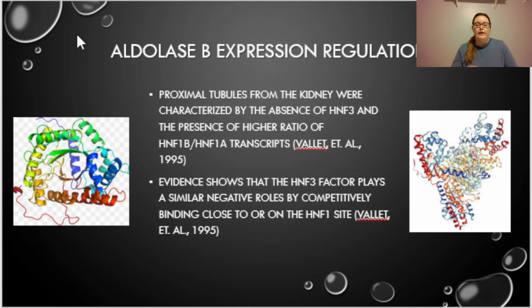HNF3 is very inactive. And there's evidence showing that the HNF3 factor plays a similar negative role, and it competitively binds close to or on the HNF1 site, which is exactly what our graph showed us as well. We combined HNF3 with HNF1, and it competitively inhibited it. And it went from very high catalytic activity to very, very low catalytic activity, which is what our graph showed us. So again, HNF3 is the inhibitor. It is very inactive in regards to catalytic activity. HNF1 was the highest in catalytic activity, but if it is bound with HNF3, it's going to be competitively inhibited.